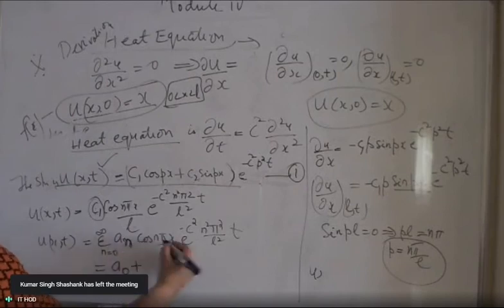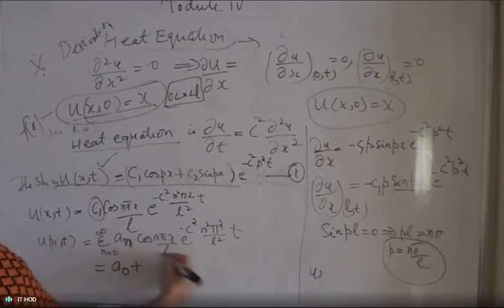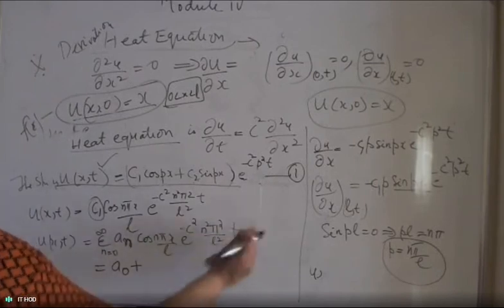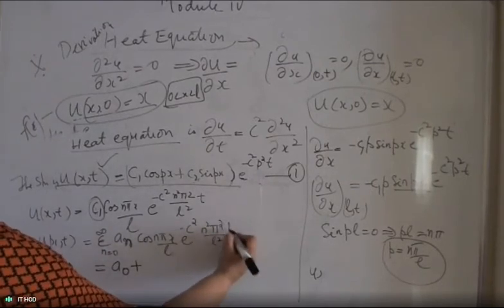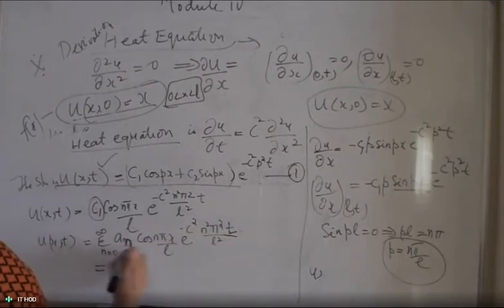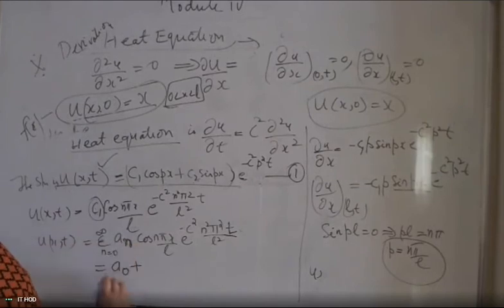N equal to 0 means this becomes cos 0, which is 1. And here also, n equal to 0 means the whole thing becomes 1. So that means the remaining term is only a naught. That is why I am just separating this a naught.